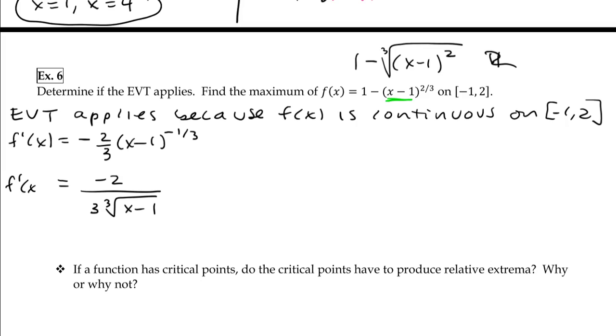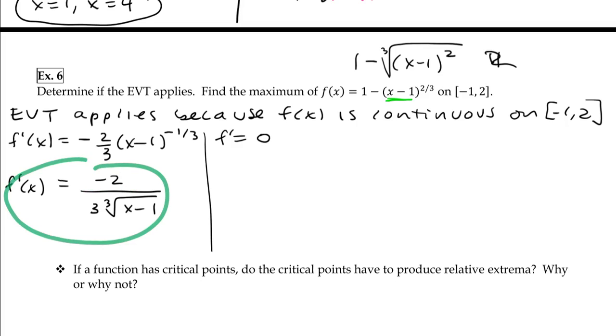This is the derivative. Okay, how do you find critical numbers? You set the derivative equal to 0. Can this ever be equal to 0? No. Why not? -2 can never equal 0, right? What you're doing to set this whole thing equal to 0 means the top has to be 0, and that never happens. Now, what is the case when the derivative does not exist?